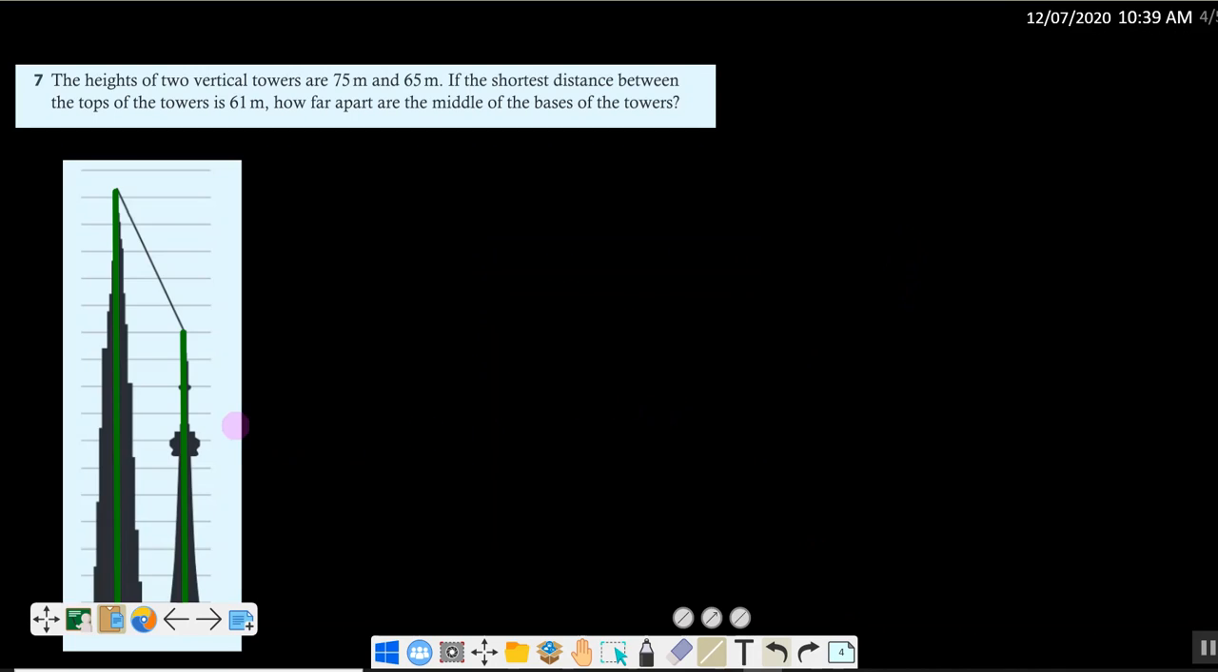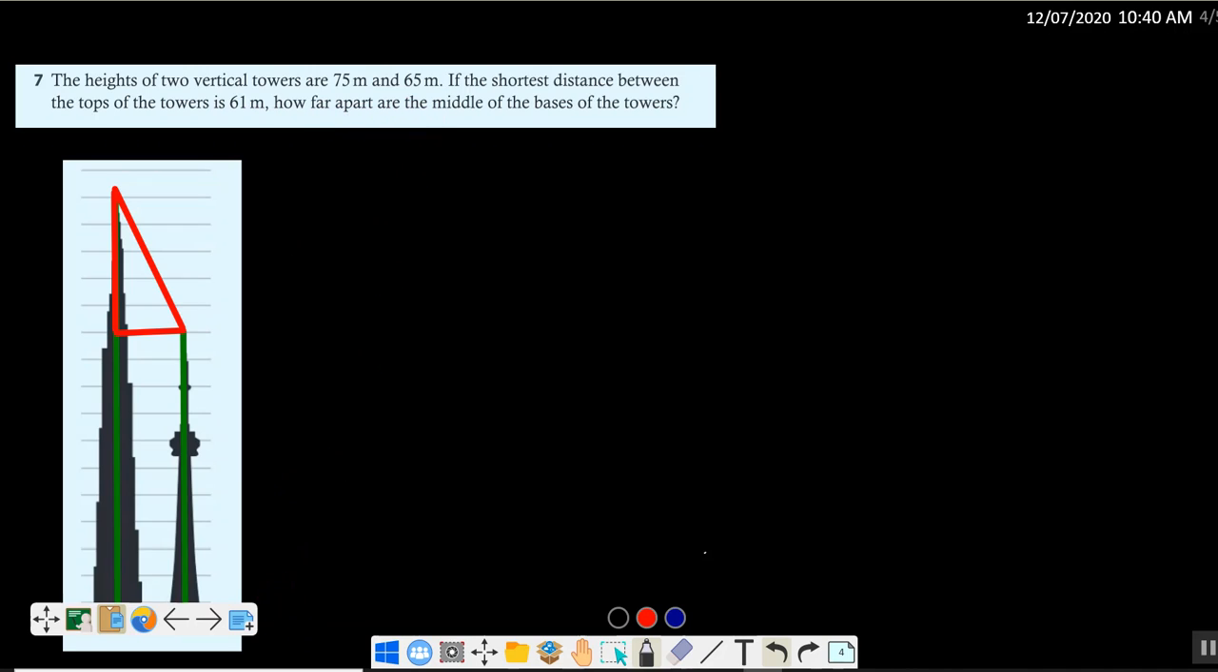Top of here. Where'd you go? To the left. To the left, exactly. You go across. Yeah, and then you go up, and then you go down. But we could then take that it says the heights of the two towers are 75 and 65.